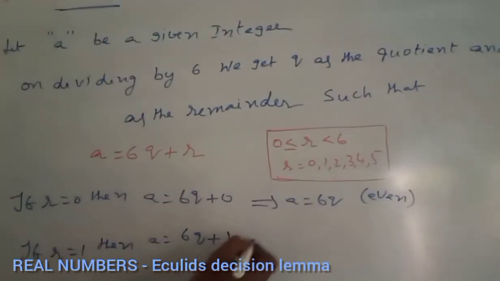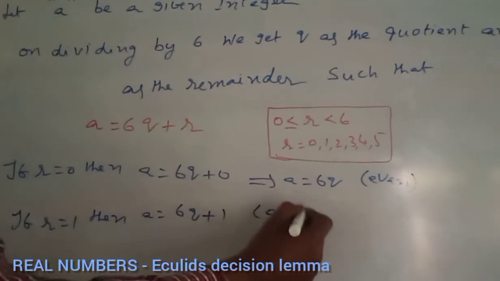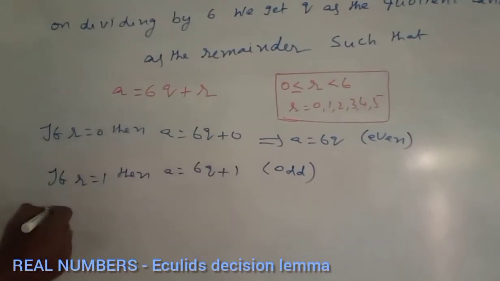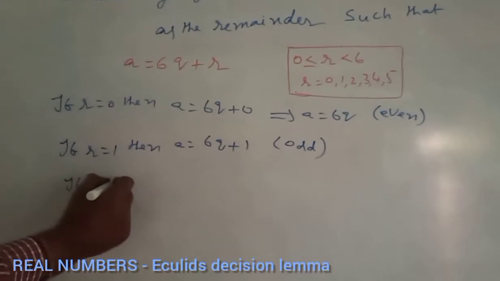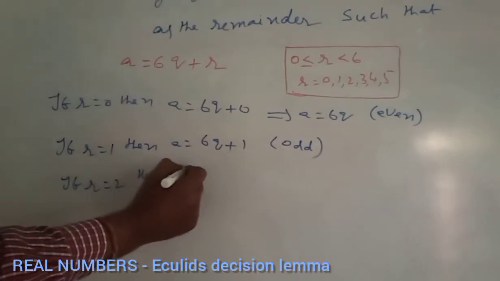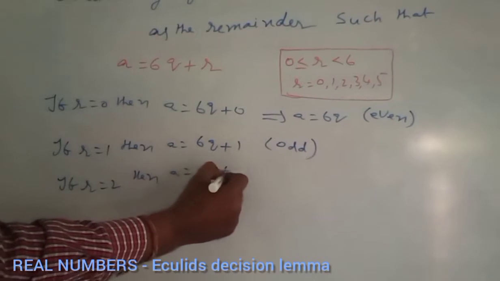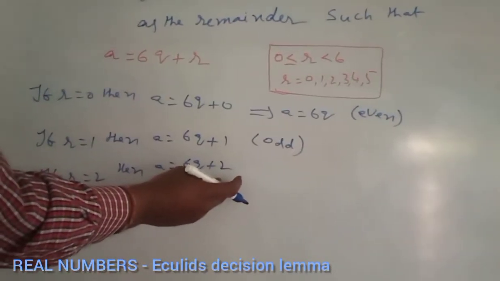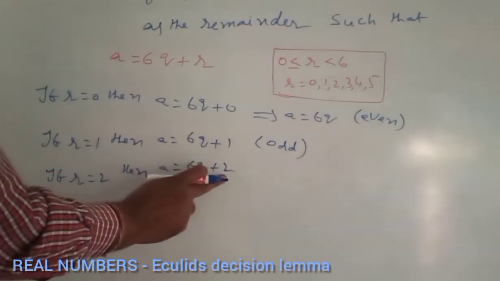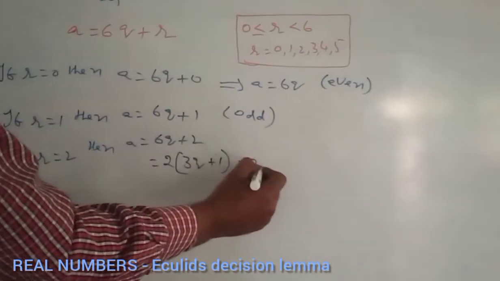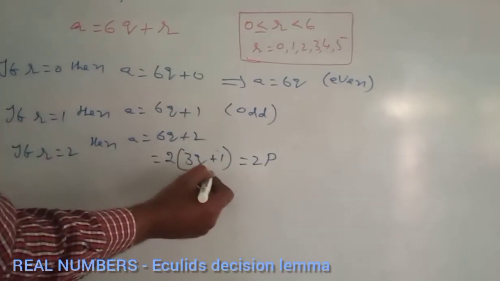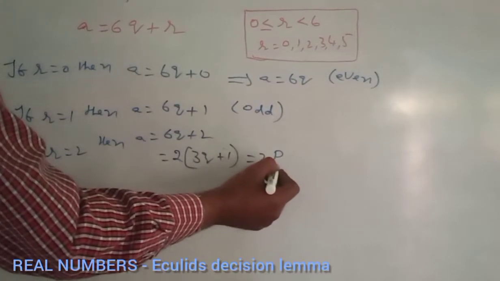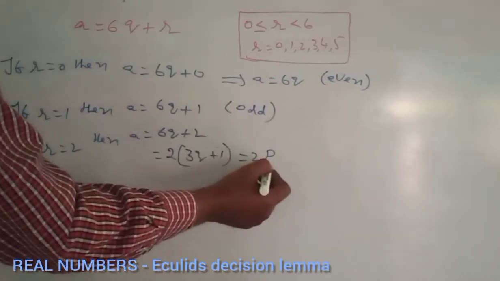Remainder 1 means that is an odd number, when divided by 6 the remainder is 1. If r is equal to 2, then a is equal to 6q plus 2. Here the remainder value is 2. Taking this as p, 2p means 2 ones are 2, 2 twos are 4, 2 threes are 6, 2 fours are 8, 2 fives are 10.